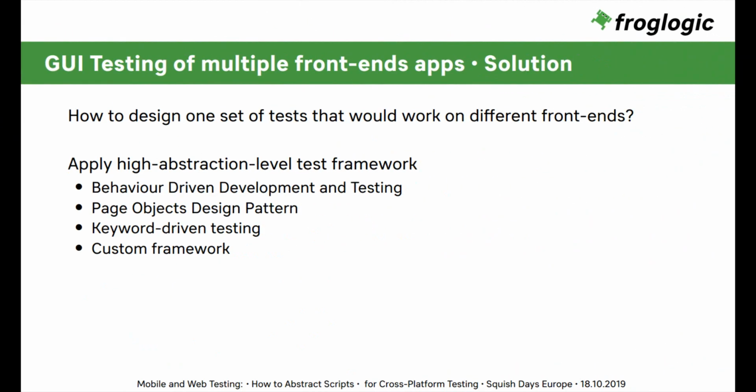So, how to design one set of tests that would work on different UI toolkits? To solve this problem, we need to apply a high abstraction level test framework. There is a variety of test frameworks we can choose from. We can implement a behavior-driven development and testing approach, we can follow the page object design pattern, or implement keyword-driven testing. Finally, we can design our own custom framework. I have decided to use BDD, which is supported in Squish natively since Squish 6.